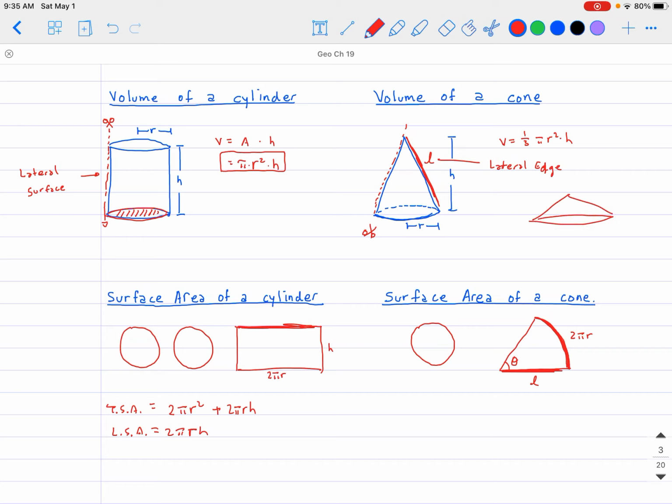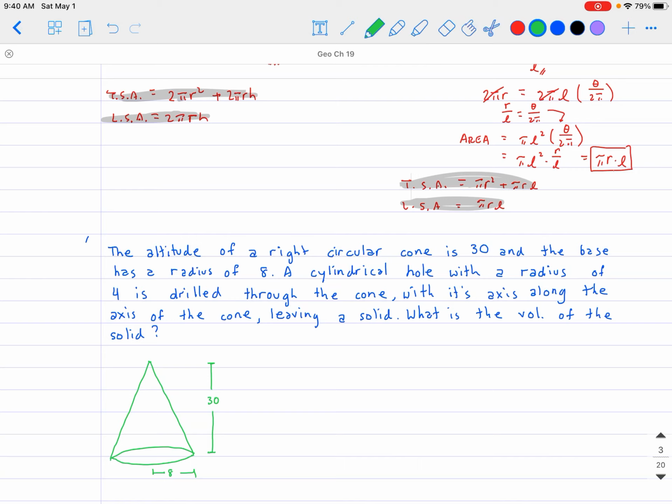If you're thinking, okay, I'm missing the lateral edge, well, you can use the Pythagorean theorem to figure out what L is, and that'll probably do the trick. But since they're not calling for that, we can just go ahead and disregard it for the time being. Now, what they're saying next is that there's a hole that is being drilled through it, and that hole is going to be a cylindrical hole. So that means there's a cylinder that burrows through the whole thing. And that one has a radius of 4.